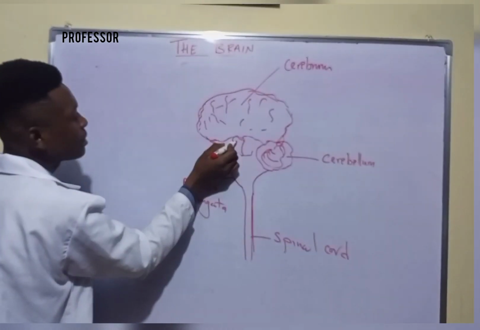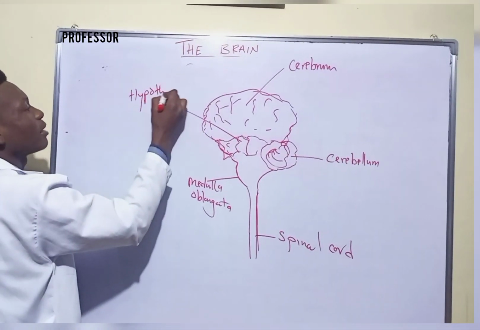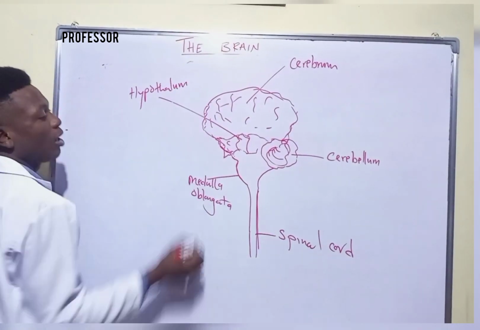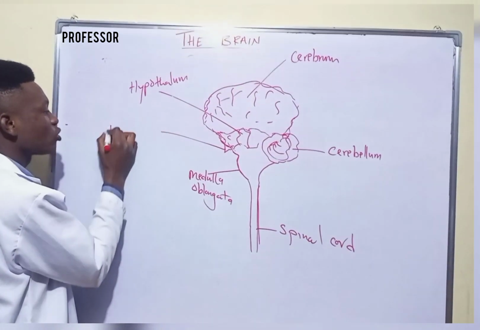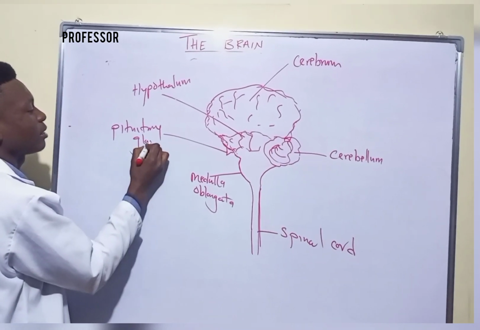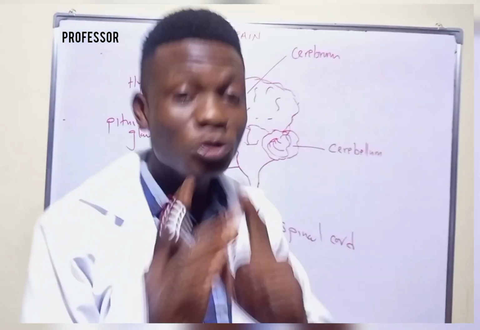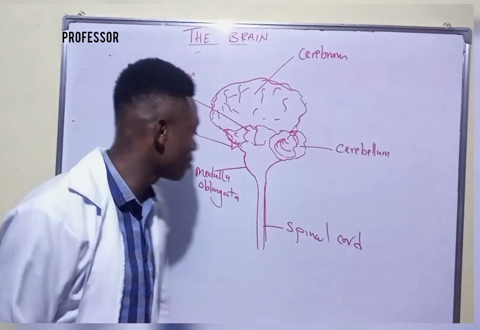Then here inside, we find what we call the hypothalamus. Then this is called the pituitary gland. So let's check the functions of these. Now I want you to pay attention as we talk about the functions.